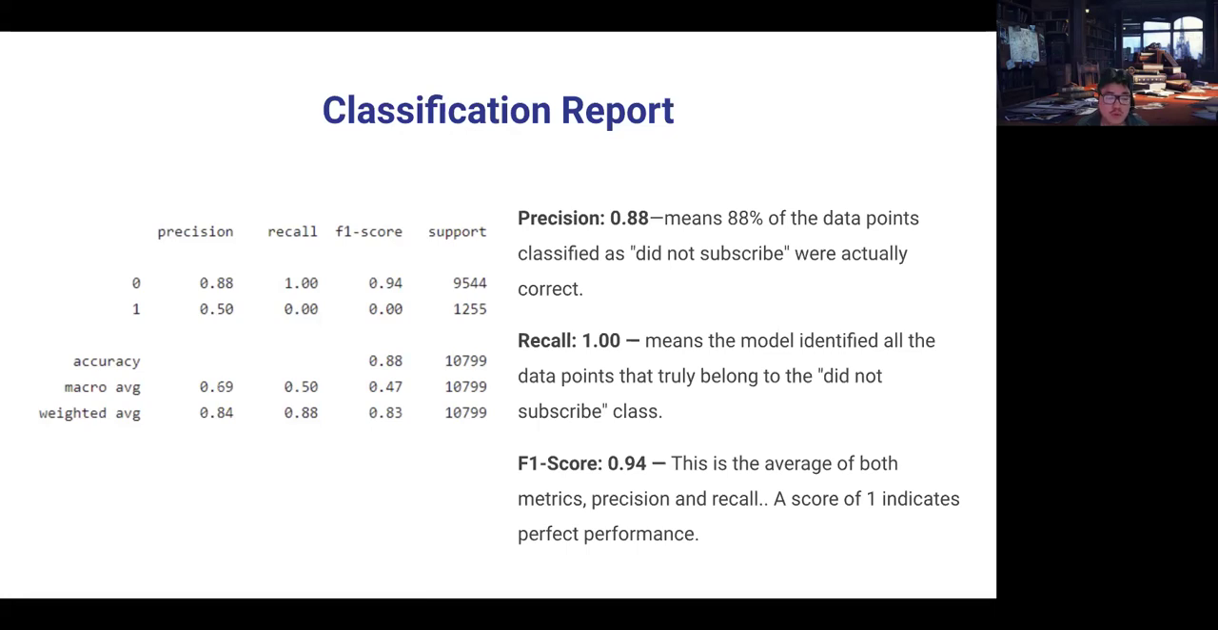A recall score of 1.0 might seem good, but it's important to consider the precision of 0.88. This means out of all the data points classified as did not subscribe, only 88% were actually correct. The model incorrectly classifies many data points into the wrong category.